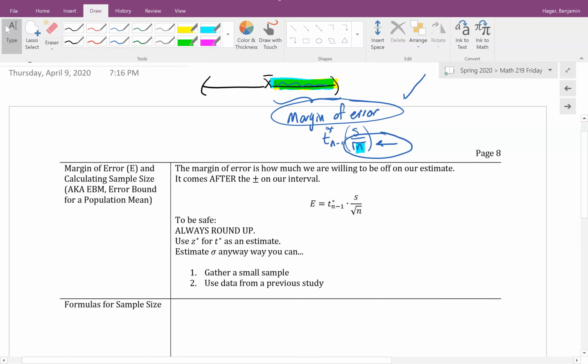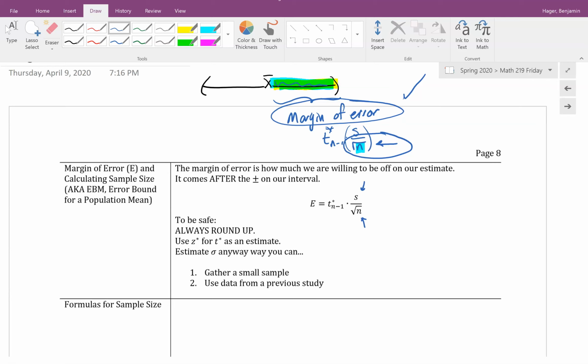We want to, before we collect our data, determine what n is, right? I need to figure out what n is before I collect the data. Meaning, if all of this is happening before I collect the data, I also won't know s, the standard deviation from my sample, because I haven't sampled yet. I'm not even sure how many things I need in my sample. We're trying to figure that out.